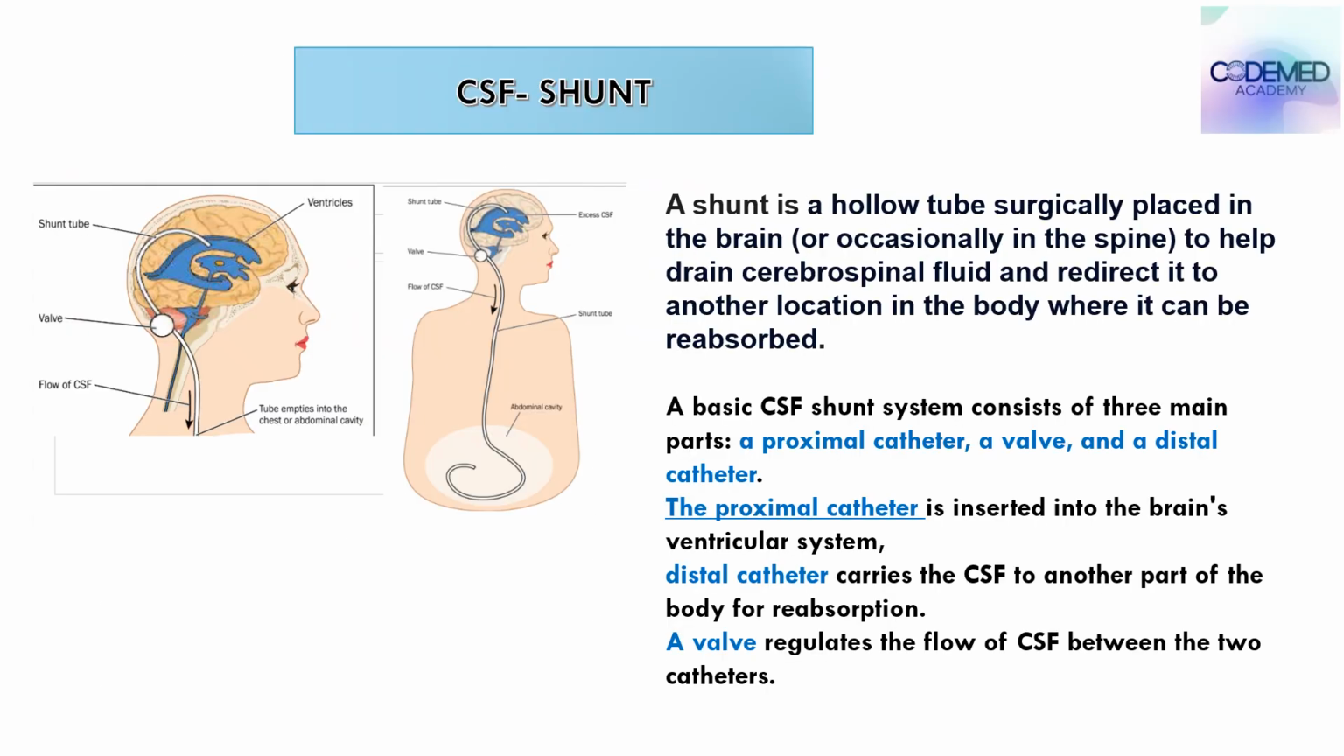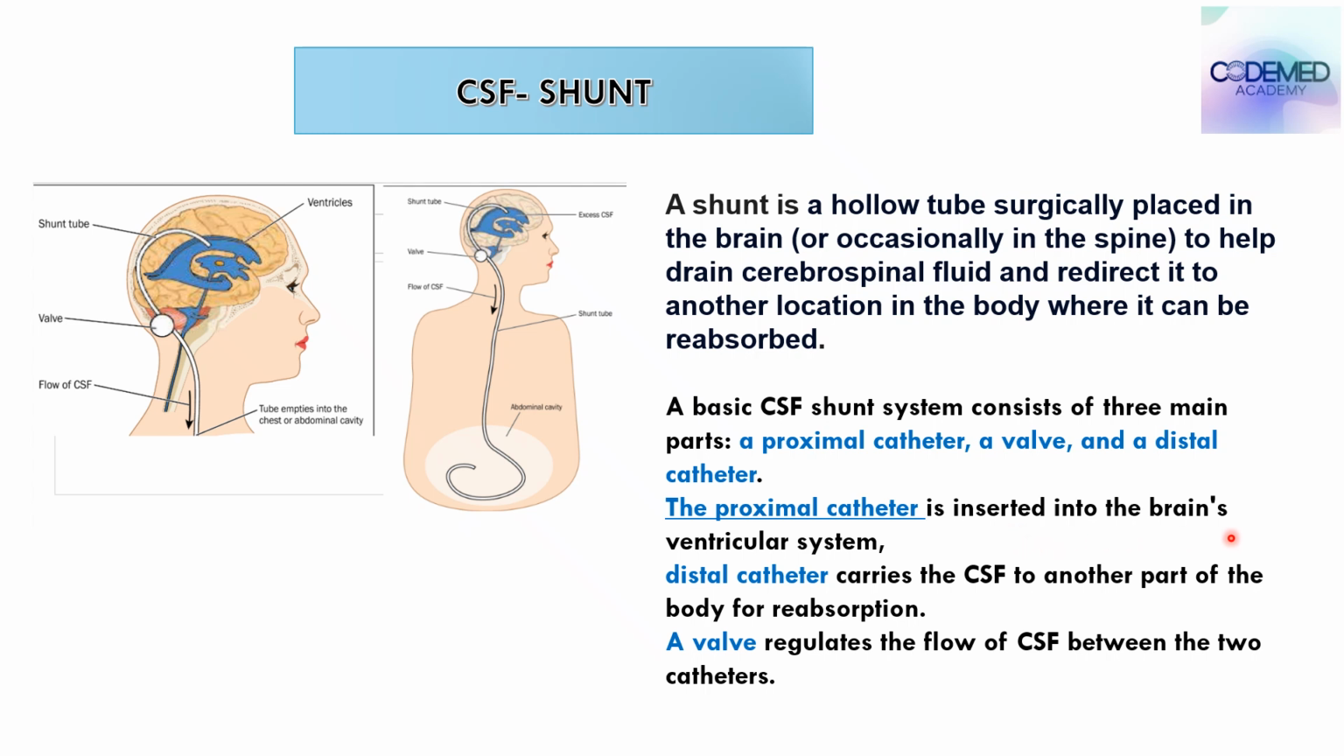Then the next topic is CSF shunt. A shunt is a hollow tube surgically placed in the brain or occasionally in the spine to help drain the cerebrospinal fluid and redirect it to another location in the body where it can be resolved. A basic CSF shunt system consists of three main parts: a proximal catheter, a valve, and a distal catheter. So if this is the system, this particular part is called the proximal catheter, this is the valve, and this is the distal catheter.